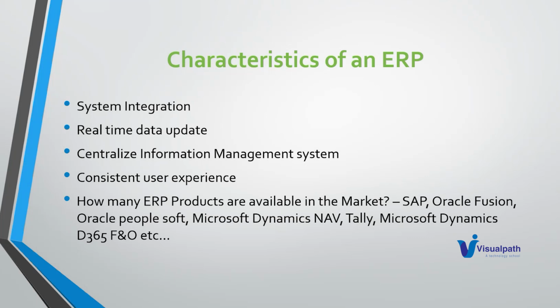SAP is an ERP product. Oracle, you might have heard about Oracle. In Oracle, they have two different products: Oracle Fusion and Oracle PeopleSoft. Then Microsoft Dynamics Navision, Tally, then Microsoft Dynamics 365 Finance and Operations. So this is how we have multiple ERPs, like Hansa, GP. Many ERP products are there, but these are very well-known ERP products to many people. That's why I just highlighted them.